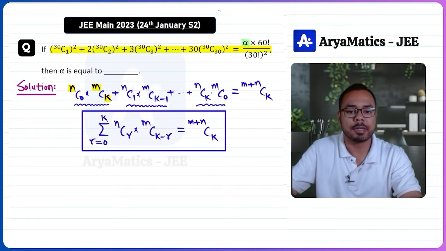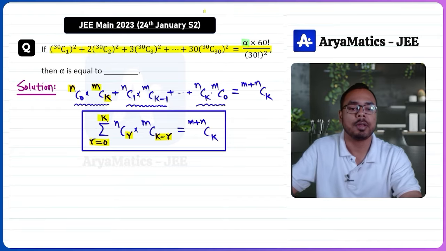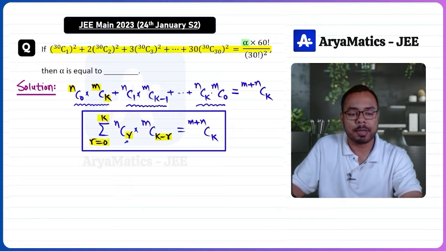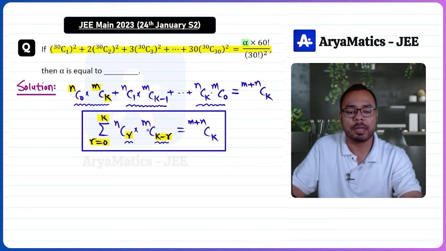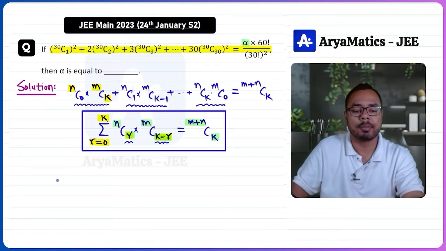Here basically, the sum of the two lower indices is constant: one is k minus r, the other one is r, where r varies from 0 to k. If you add these two numbers, you will get k, and r is variable here. So you just add the upper numbers, m plus n, which you get here, and add the lower numbers, whose sum will be k. So finally, this will become (m plus n)Ck. Now in this problem, we'll need that property.